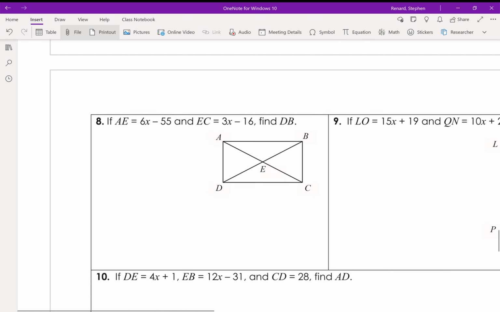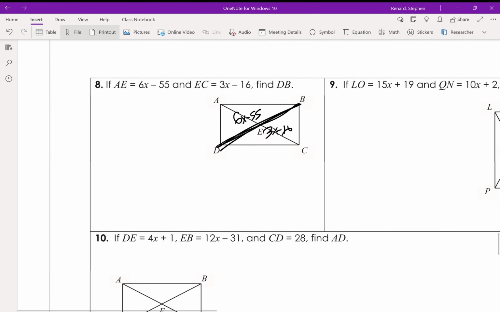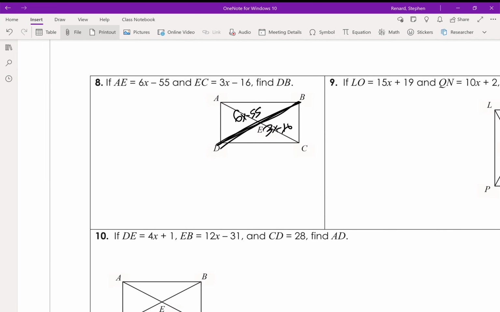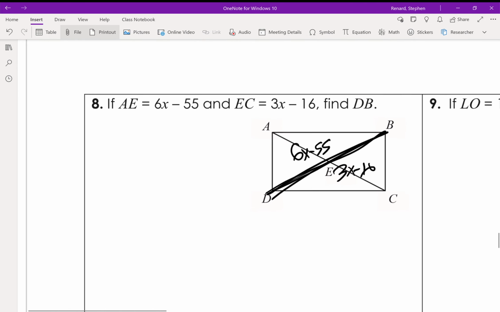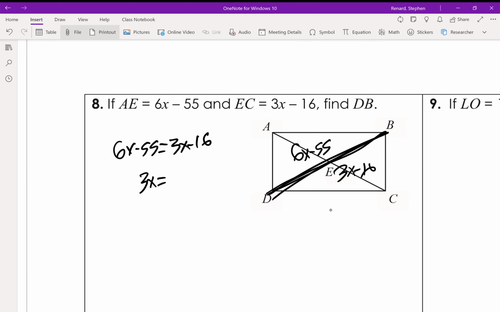Let's look here. So we know that A to E is 6x minus 55. We know E to C is 3x minus 16. Ultimately, we're looking for D to B right here. Well, we know that the diagonals bisect each other because this is, in fact, a parallelogram, which means each half of the diagonal is equal. We get x equals 13.